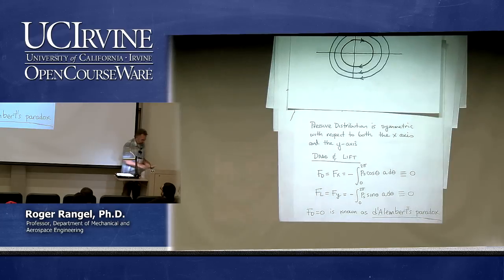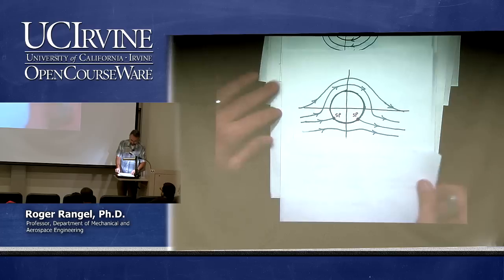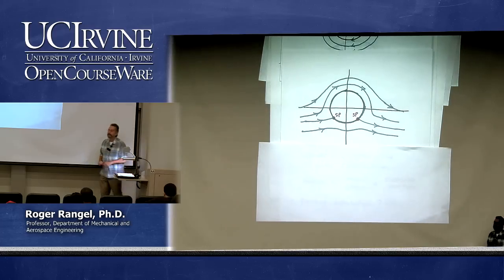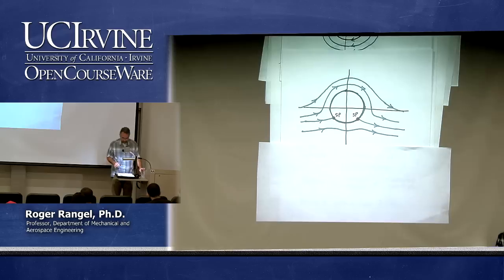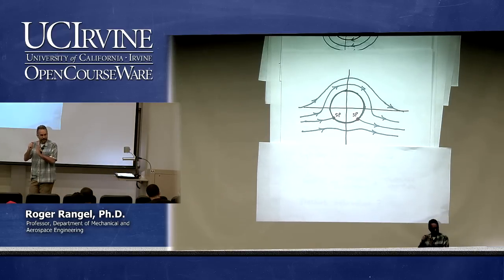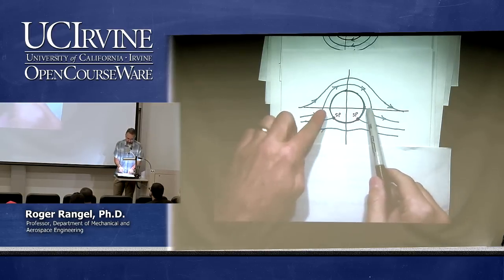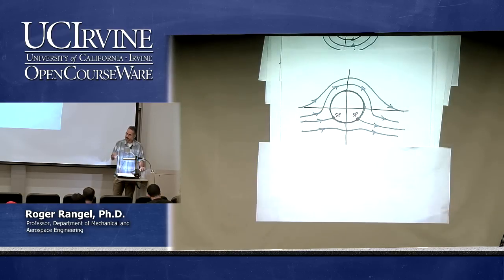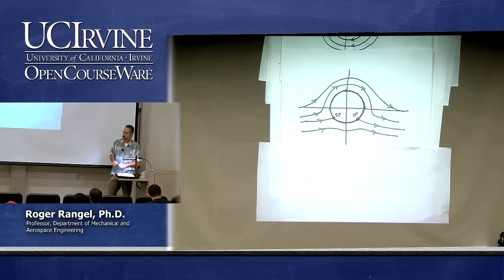So if you do it, the picture will look like this. Once you add that vortex to this cylinder, you get this. The stagnation points get shifted down, like you see there. In fact, if I start the vortex with a very, very small strength, I just move the stagnation points a little bit. If I increase the strength of the vortex, then I move the stagnation points farther down.